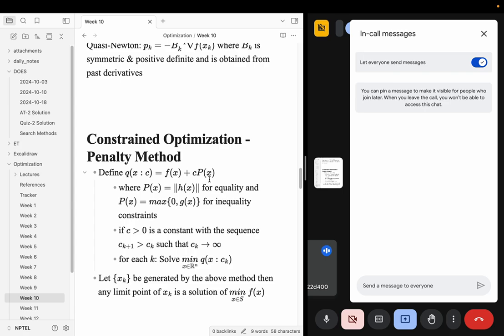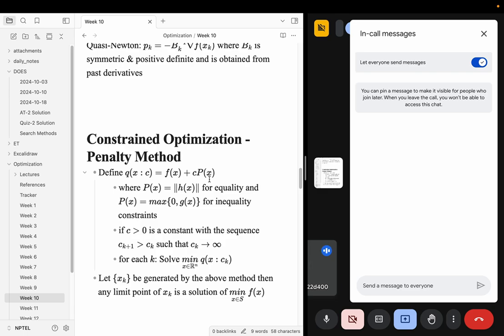But then the challenge here is how much penalty to keep. So how much fine should I keep for breaking the signal or breaking the line or some traffic rule? For example, if you don't wear a helmet, how much fine should I keep? If you cross a red light, how much fine should I keep? So how do I determine what to keep?